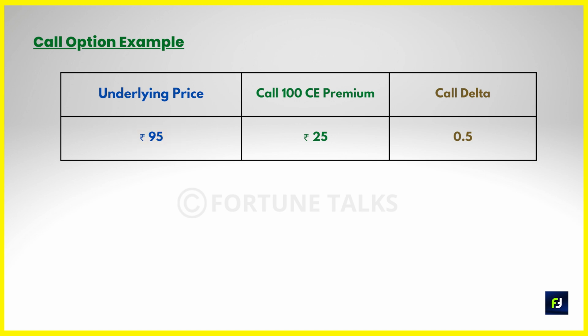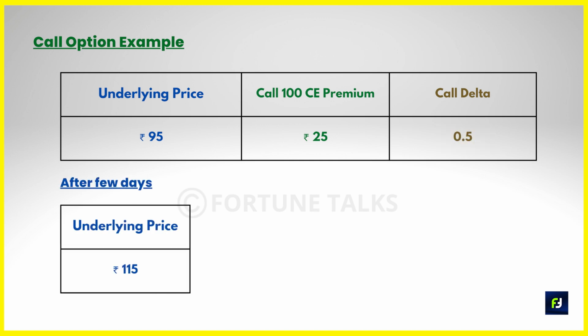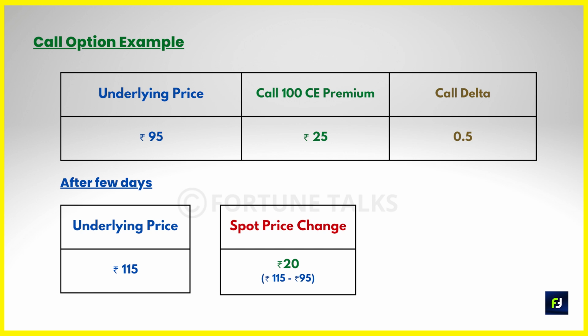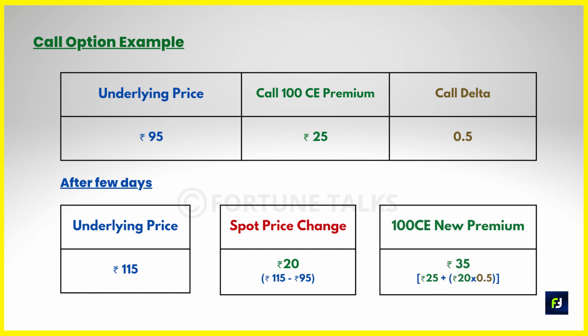Let us also consider that a call option of 100 strike on this underlying is priced at 25 rupees and it has a delta of 0.5. A few days down the lane, let us say the price of the underlying has risen to 115 rupees. Given that the price of the underlying has risen by 20 rupees and assuming all the other factors as constant, the value of the call option will go up by 10 rupees. That is, the price of the call option will now be worth 35 rupees.